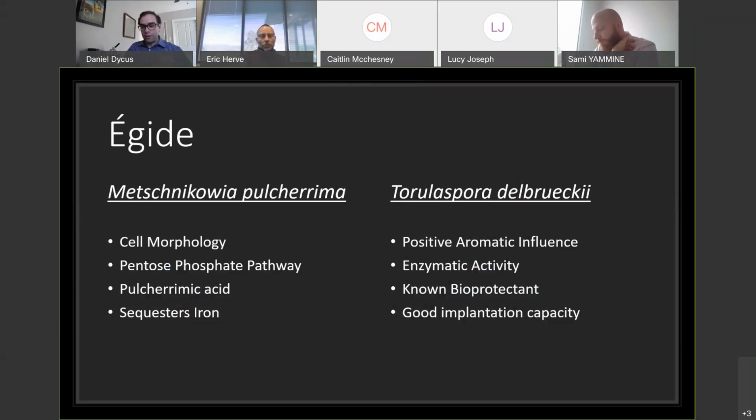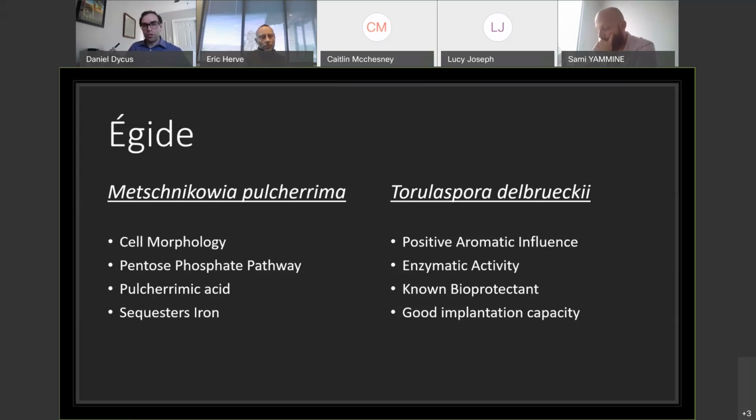Briefly, Metschnikowia and Torulaspora are packaged in a 1-to-1 ratio. There are some really cool things that happen with Metschnikowia in regards to its cell morphology. It releases pulcherriminic acid. It also sequesters iron. There's an interesting bit where it uses the pentose phosphate pathway as well. Some really great research at Washington State got published on that for reducing ethanol content. But each of these organisms is selected, in this case, as a bioprotectant.